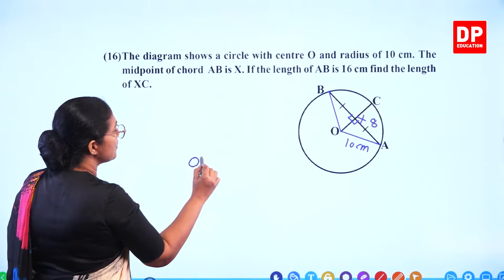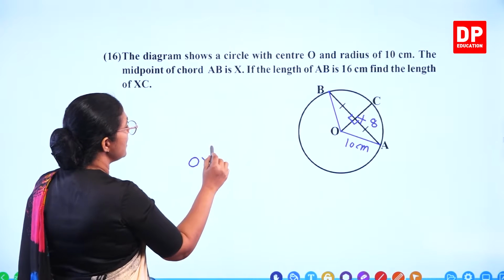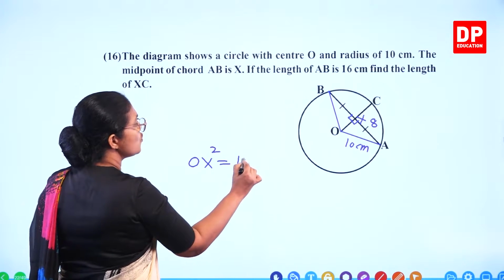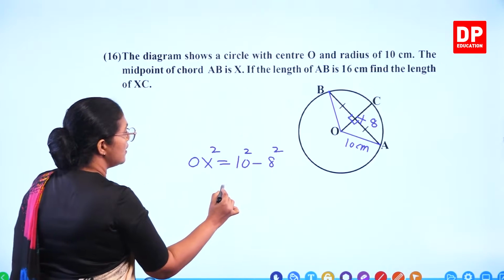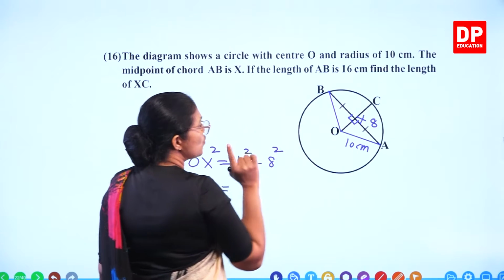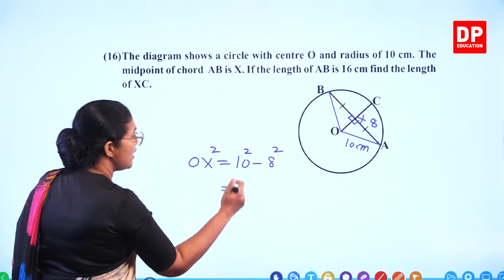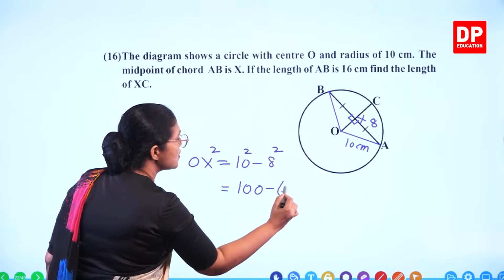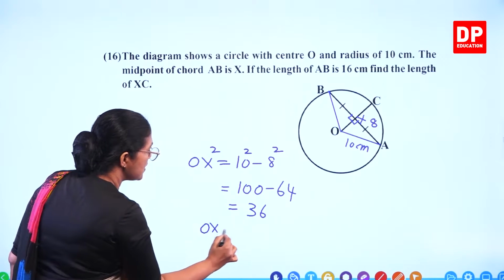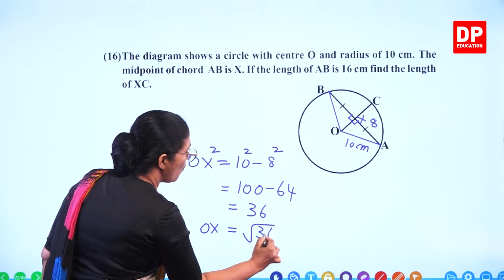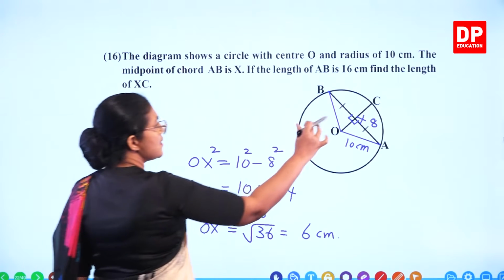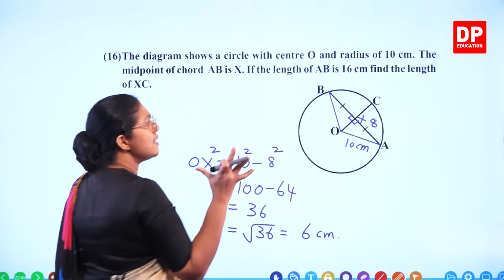So what is OX? OX squared is equal to 10 is the hypotenuse, 10 squared minus 8 squared. Because according to Pythagoras theorem, OX squared plus 8 squared is 10 squared. When you take it to the other side, you get this. 100 minus 64, you get 36. Square root of 36 is the value of OX. You get 6 centimeters.